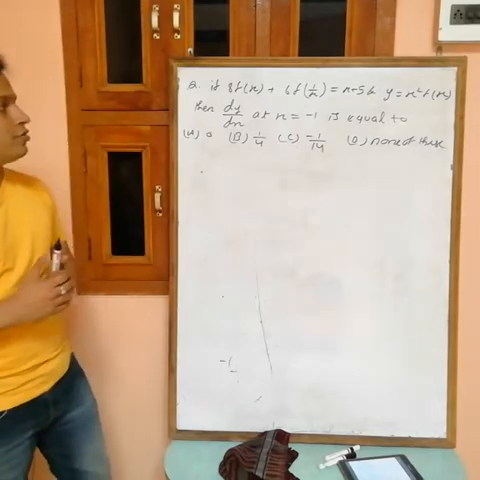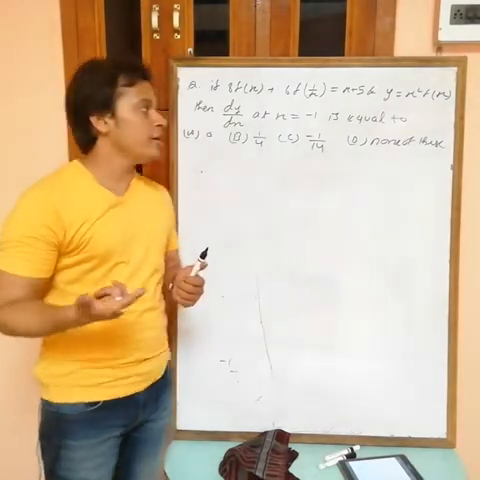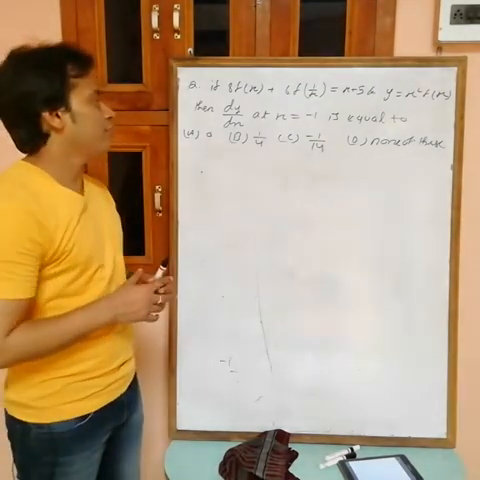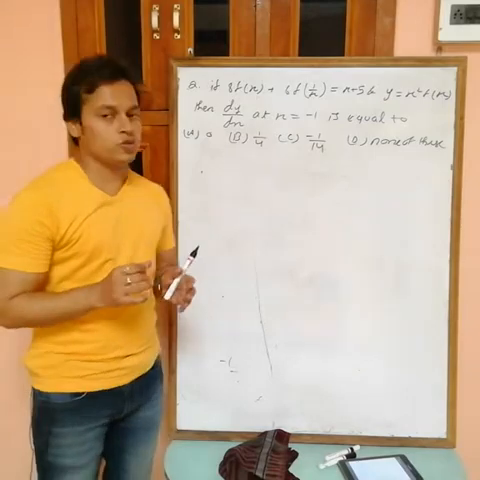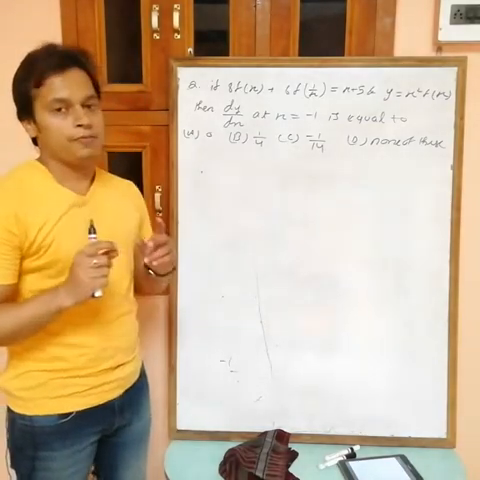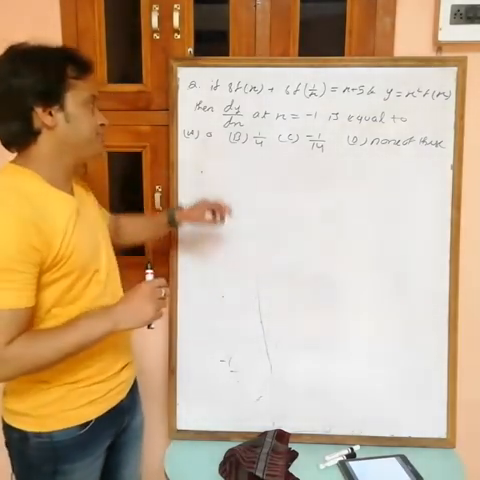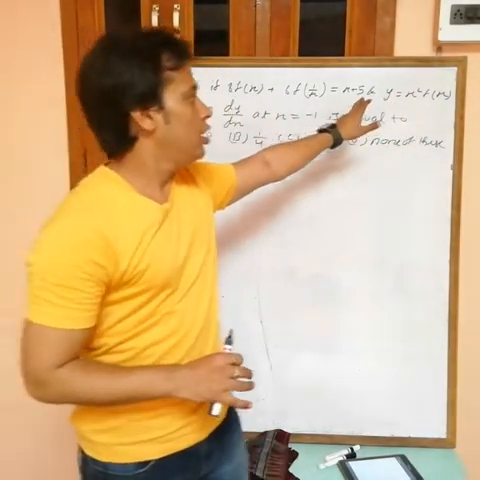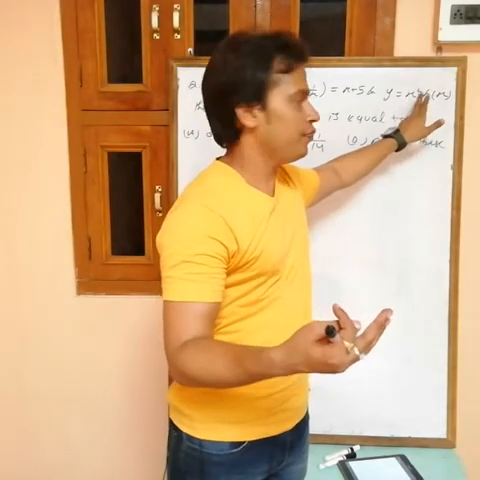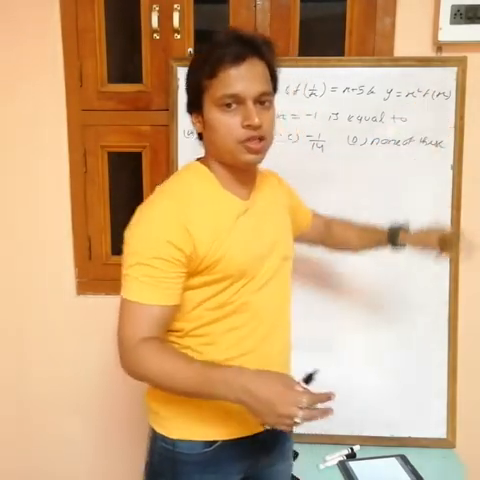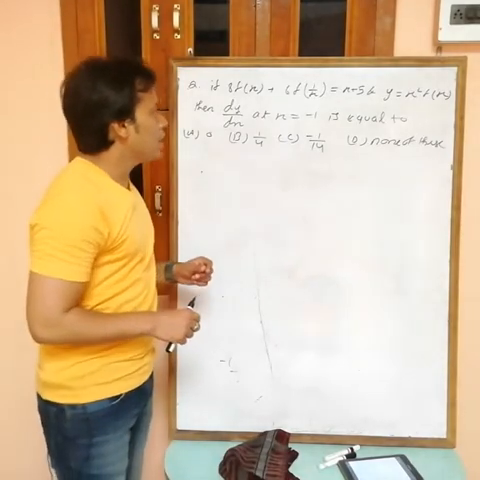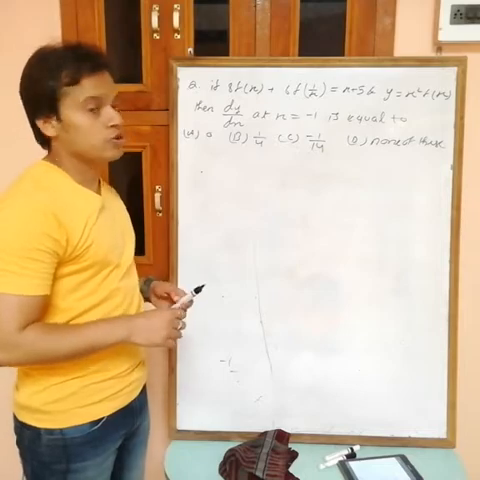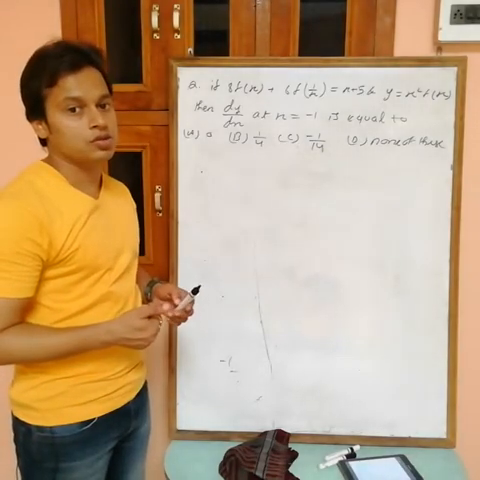A relation is given in f(x) and f(1/x), and it is given that y equals x square f(x), and we want the value of dy/dx at x equals minus 1. Okay, pause and try. Now see, to find dy/dx we have to differentiate y. I can differentiate x square, but now we want differentiation of f(x). Now to differentiate f(x), first we want the value of f(x).